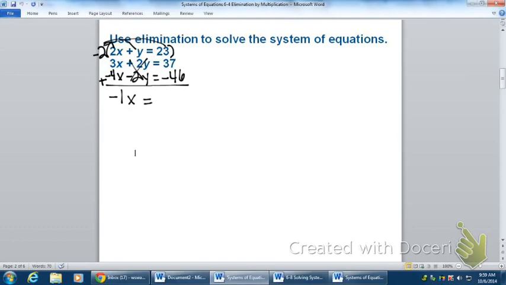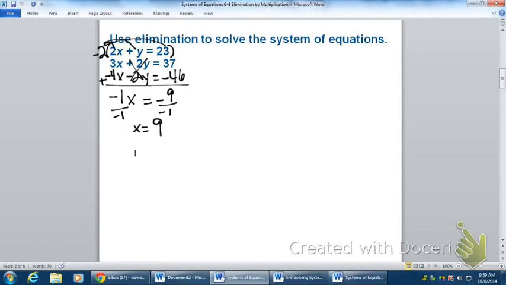If you add -46 to +37, what do you get? -9. I'm adding 37 plus -46, and Harley said -9. Now to get x by itself, that's what we're solving for right now, divide both sides by -1. Isn't that just like dividing it by negative? It's not hard.